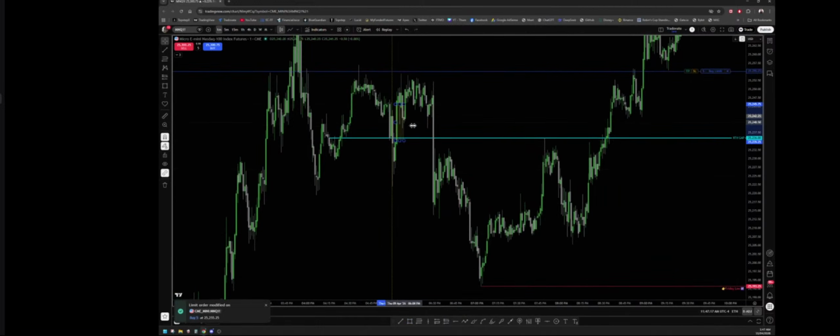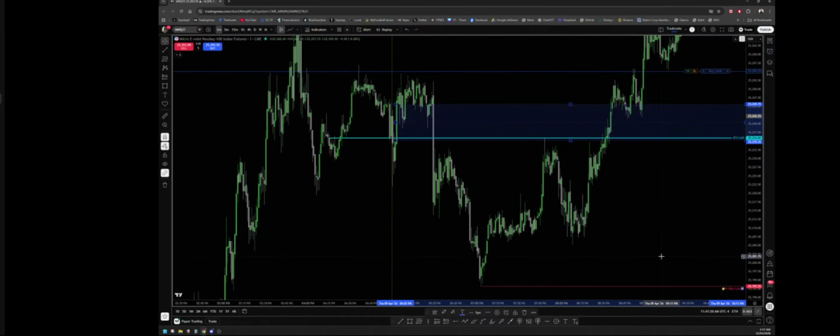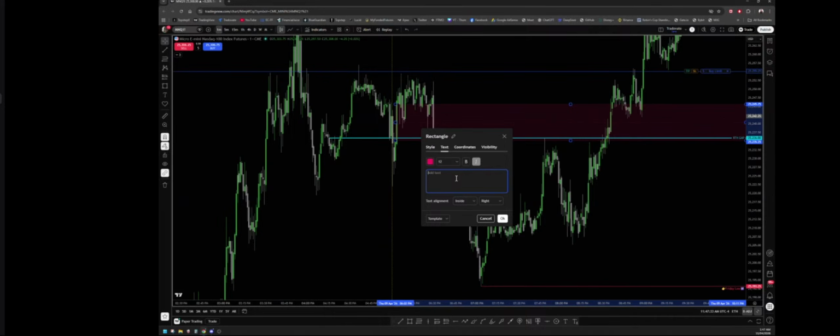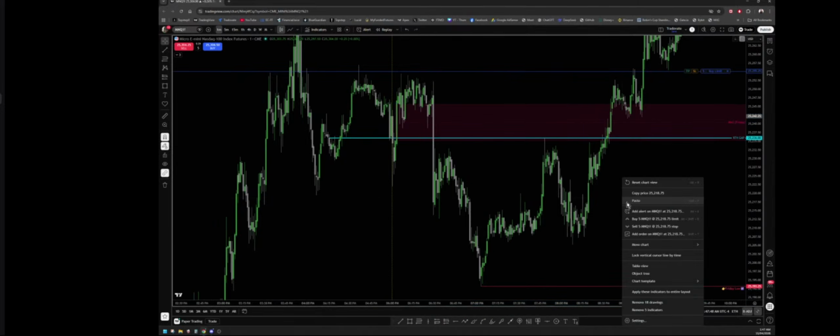That's your Friday. Three gaps you want to keep: market open gap, 10 a.m. gap, and 2 p.m. gap.